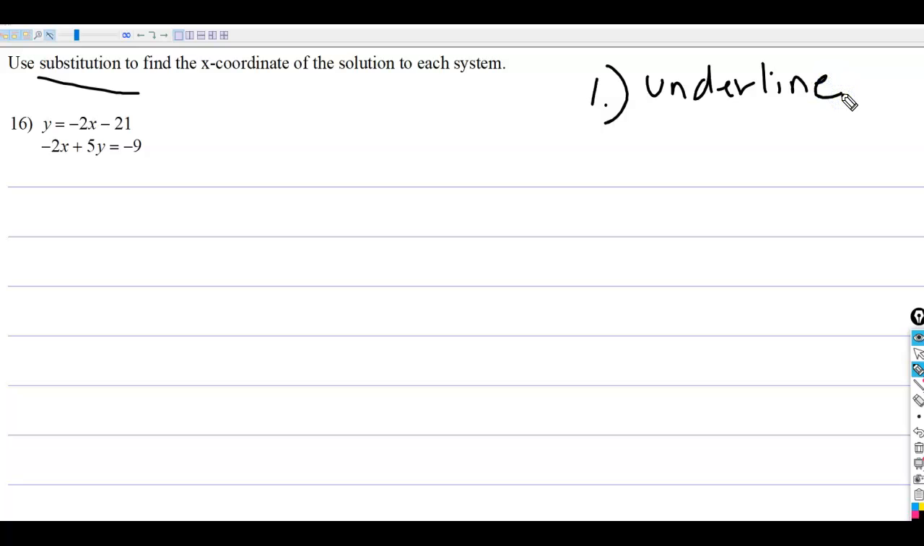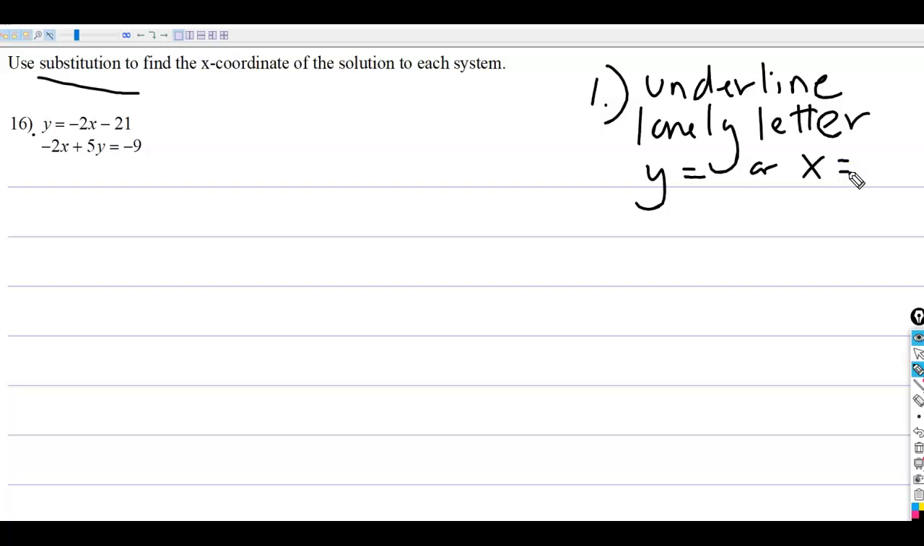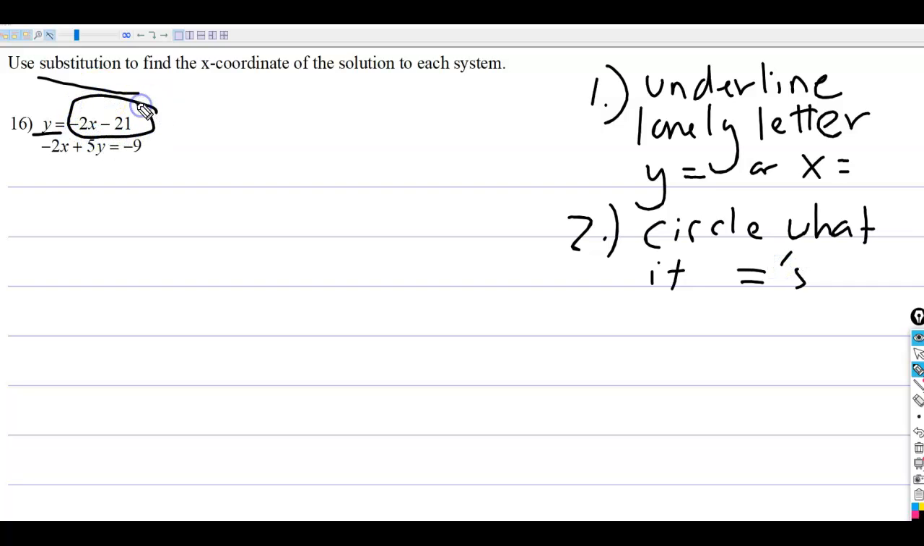Underline the lonely letter is what I call it. The letter that's all by itself. It's the one that says y equals or x equals. So where is it at? Right here. Y equals. So there's my lonely letter. Sometimes you'll have two of them, and in that case, just pick one and underline it. The next thing you're going to do is you're going to circle what it equals. Circle what it equals. So my lonely letter equals negative 2x minus 21.